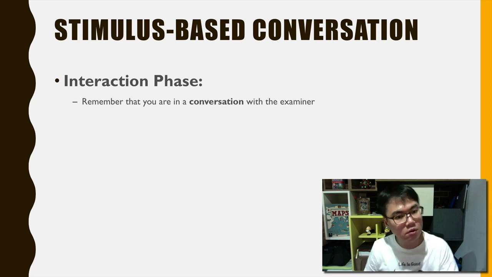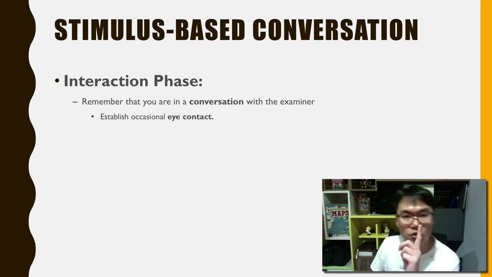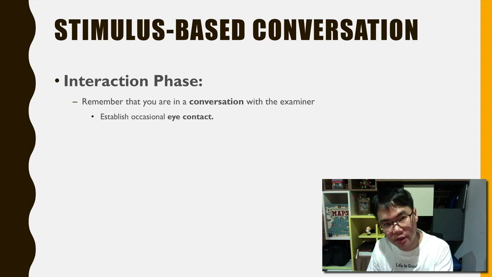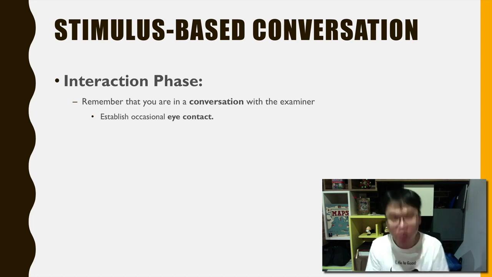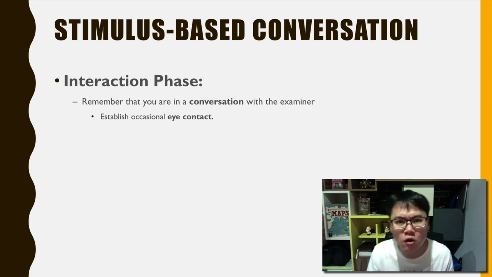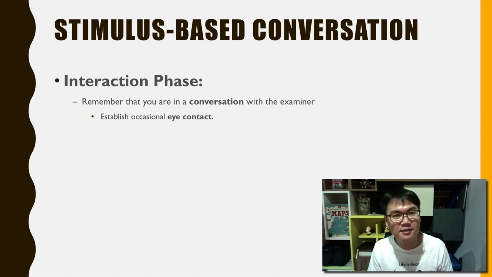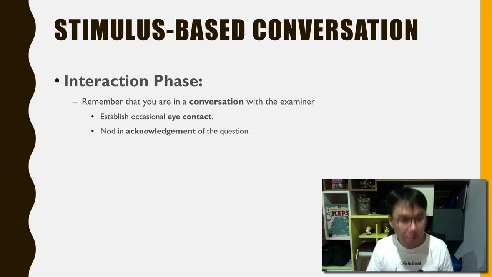So what must you do? Always keep your eyes on the examiner, right? Don't make the mistake of looking at your paper for the entire time. Look up every now and again. Even if you do want to reference the picture, look up every now and again and make eye contact with the examiner. Smile, right? Don't look gloomily or fiercely or scarily at the examiner. Smile, right? Nod in acknowledgement.